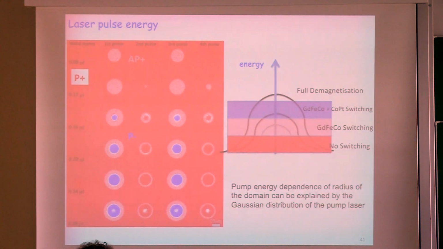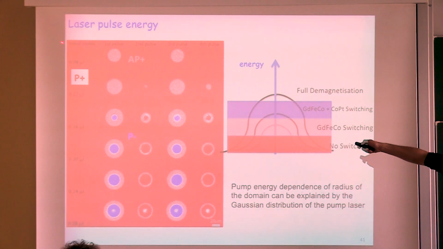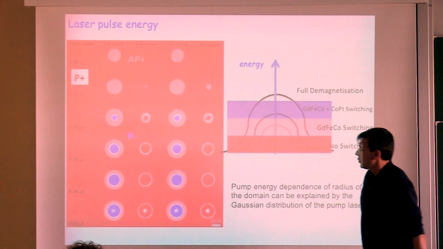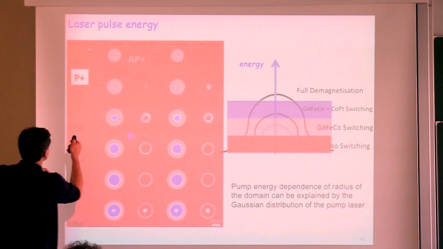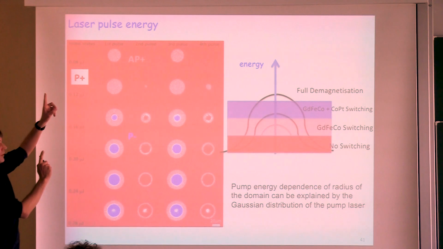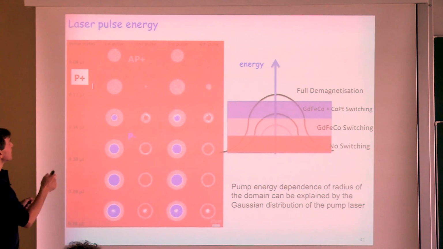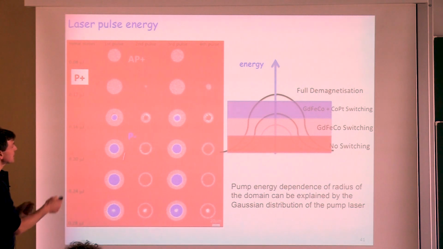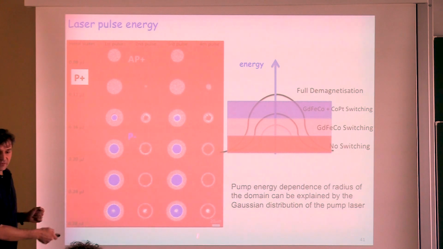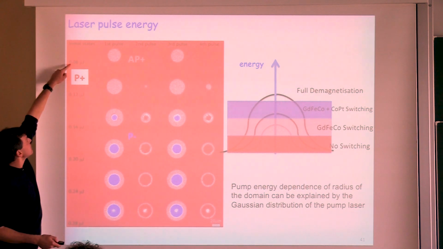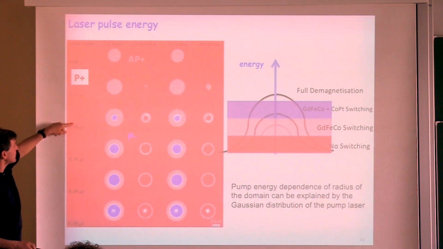Okay, so let's try to look a little bit into the details. We start from the initial state here, where the system is saturated, so both layers are pointing in the same direction. Then we send one pulse, a second, a third, and a fourth, and we look at different energies of the laser.